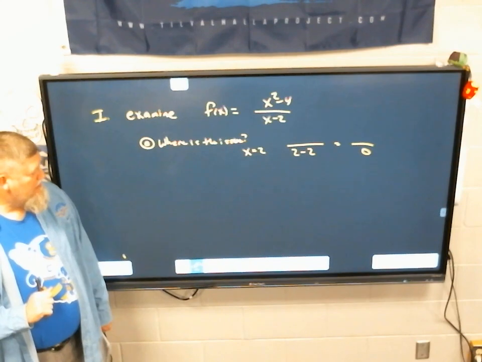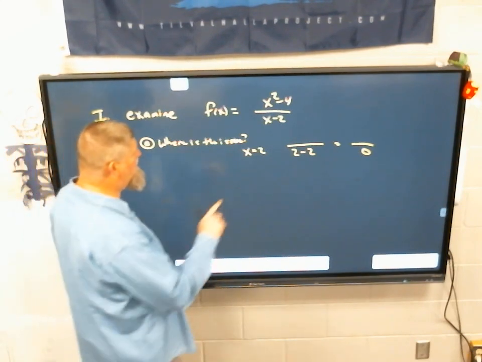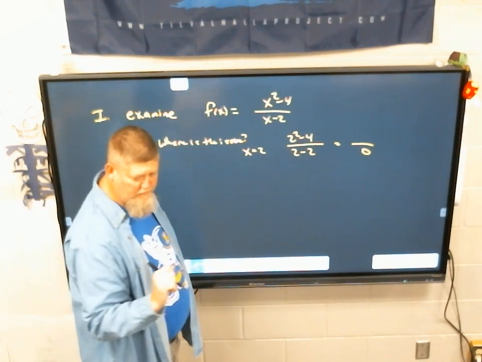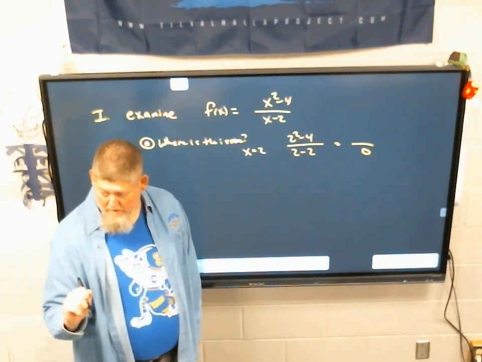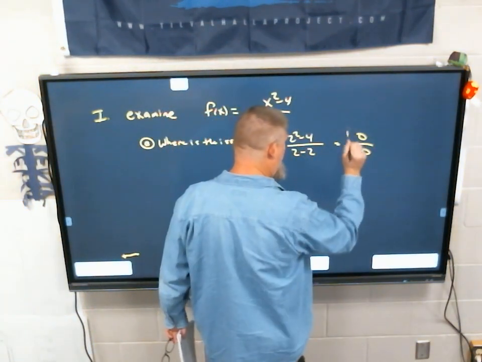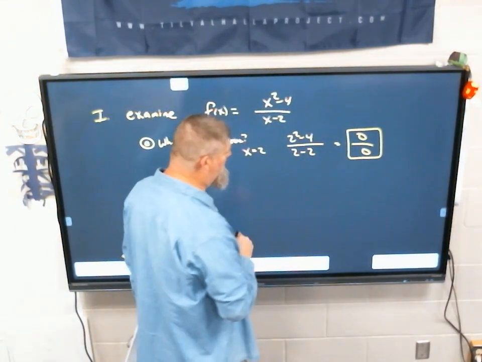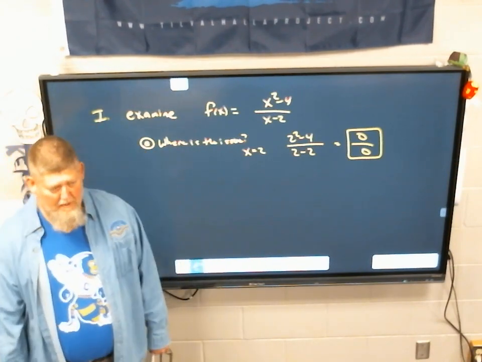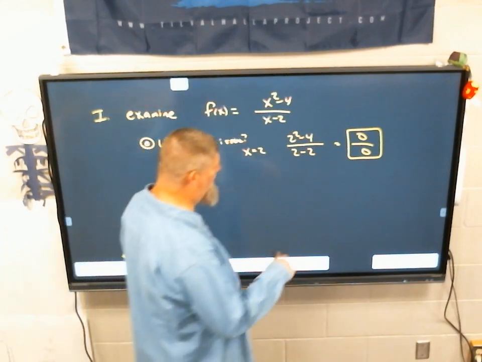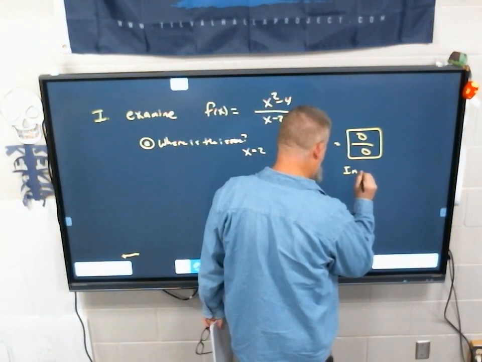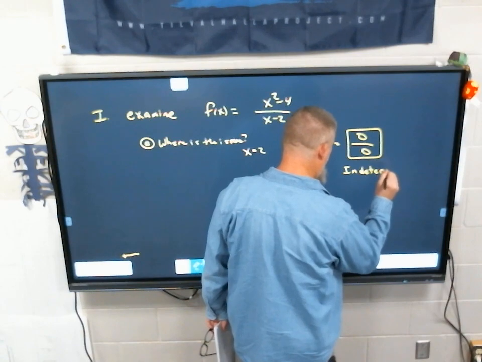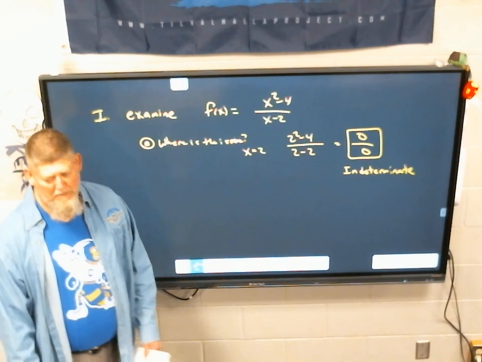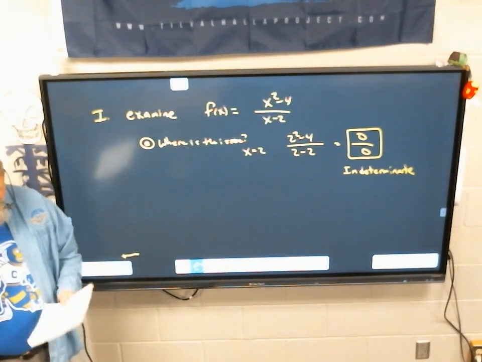But look at the top. What if I put 2 into the top as well? 2 squared minus 4 is 0. So we have this unique situation, 0 divided by 0. Normally we can't divide by 0, correct? You can't take 7 and divide it by 0. But when I have 0 divided by 0, this is what we call indeterminate form. Indeterminate, unable to be determined. We gotta do something else.